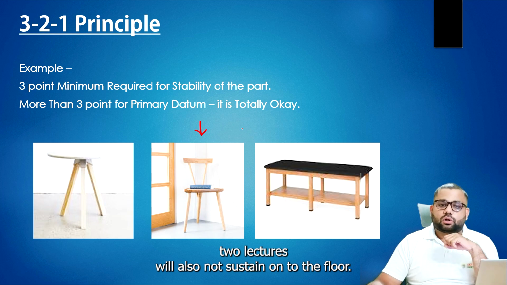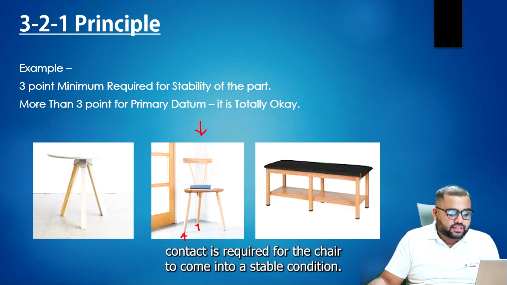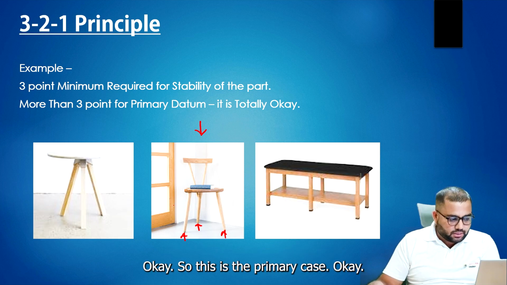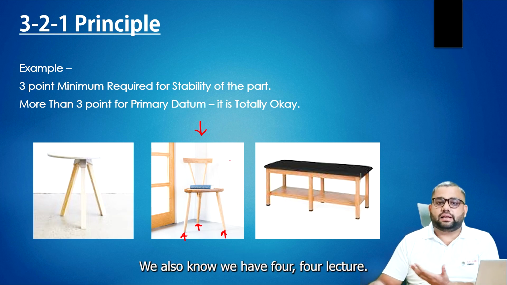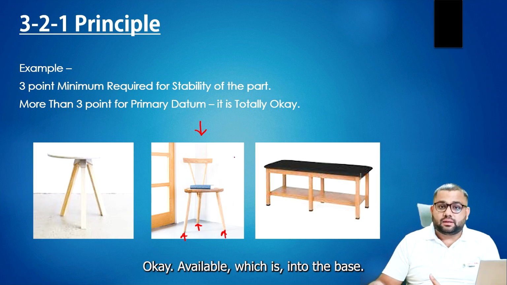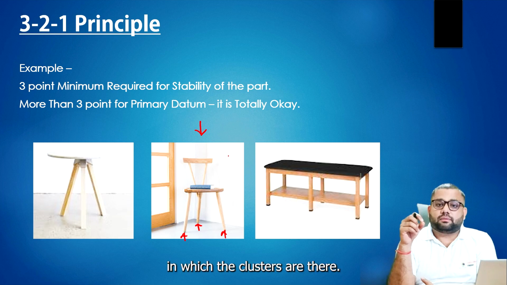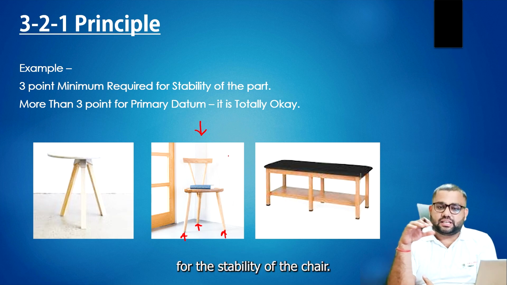A 2 leg chair will also not sustain on the floor. At least 3-point contact is required for the chair to come into a stable condition. So this is the primary case. More than 3-point contact is very good. We also know we have a 4-leg chair, and a 5-leg chair is also available, which has a base in which the casters are there. Movable chairs. In that case, we provide more than four arms for the stability of the chair.